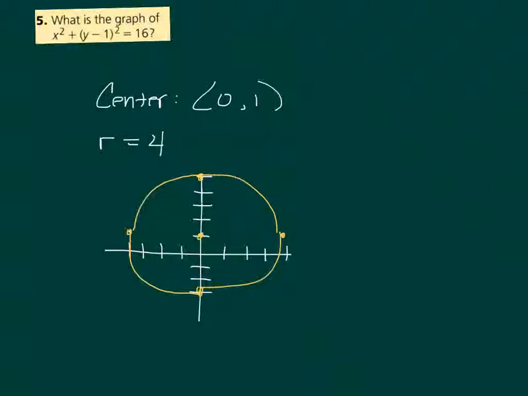So when you're graphing a circle, you want to locate the center. You want to locate the 4 points, up, down, left, right, and then do your best to draw something that most closely resembles a circle.